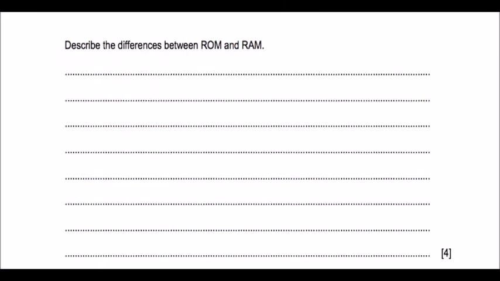Next, describe the differences between ROM and RAM. What are the differences? Can you still remember? We talked about ROM earlier as well as RAM. We said that data stored in RAM is volatile. Volatile means when you shut down your computer, all the data will be wiped away. That's the meaning of volatile.